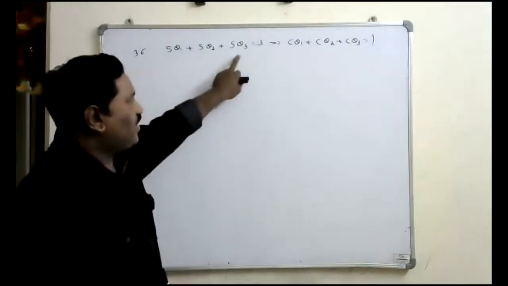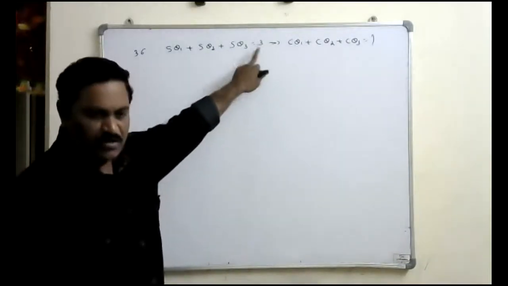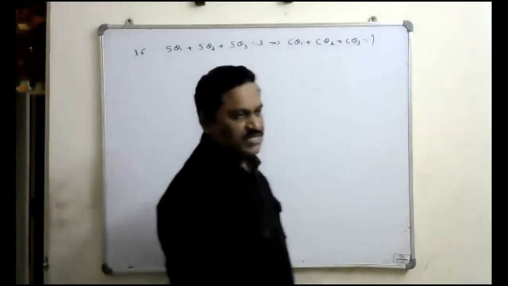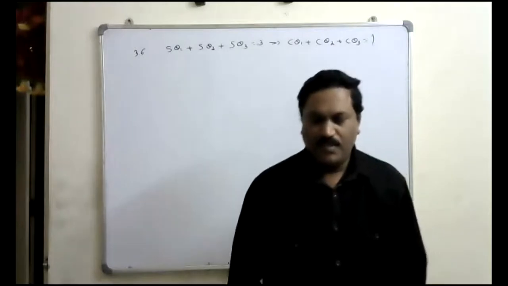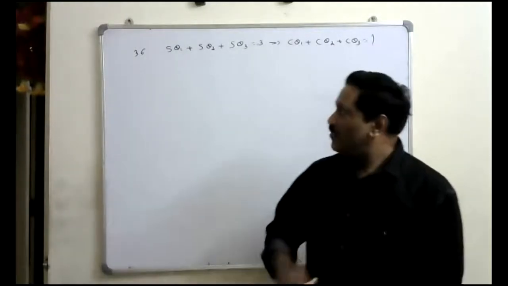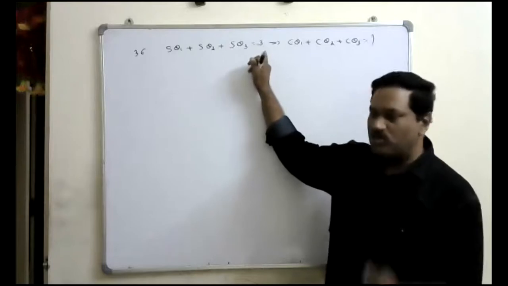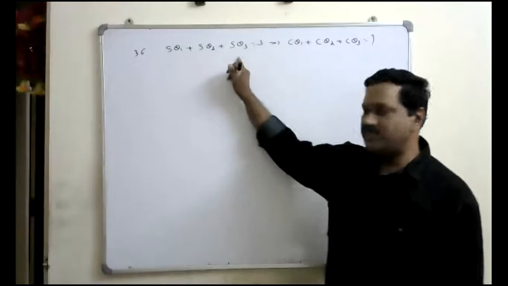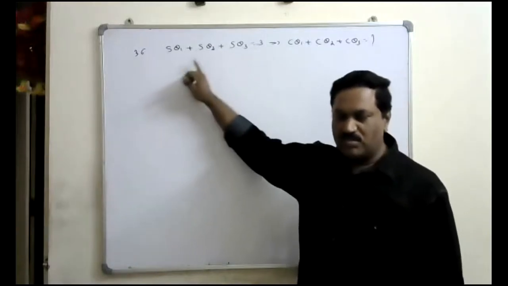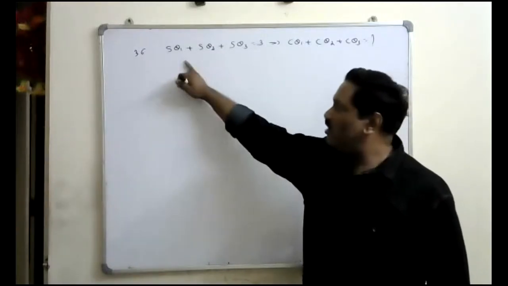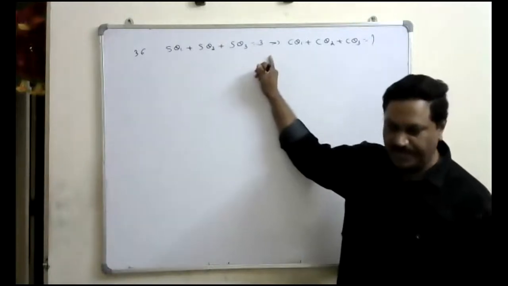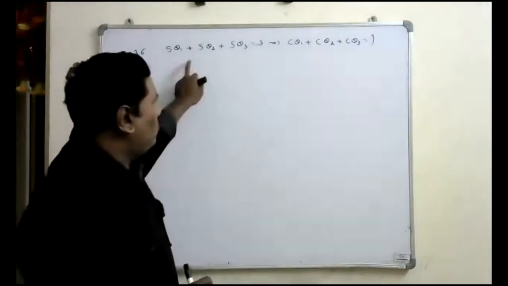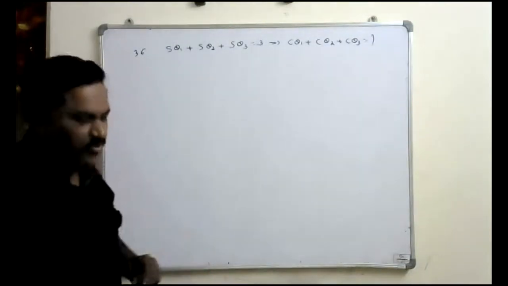Sum of the 3 terms is given as 3, and these 3 terms are sines. What is the maximum value of sine? 1. This means the sum of the 3 terms is equal to 3 only if each and every value is equal to 1. This is 1, this is 1, this is 1. Then 1 plus 1 plus 1 will give us 3. So this condition is possible only when each value is equal to 1.